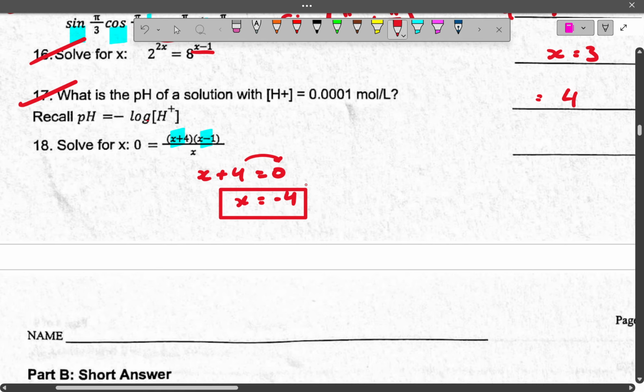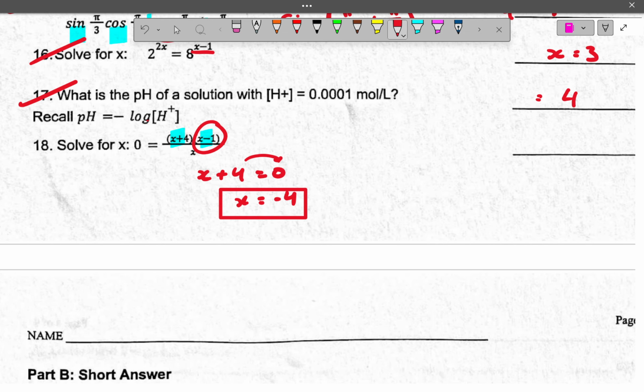Another solution is if the other factor was 0, because anything times 0 is going to be 0. So if we let x minus 1 equal 0, I move the 1 to the other side, and x has to be equal to 1. So that's my other solution.